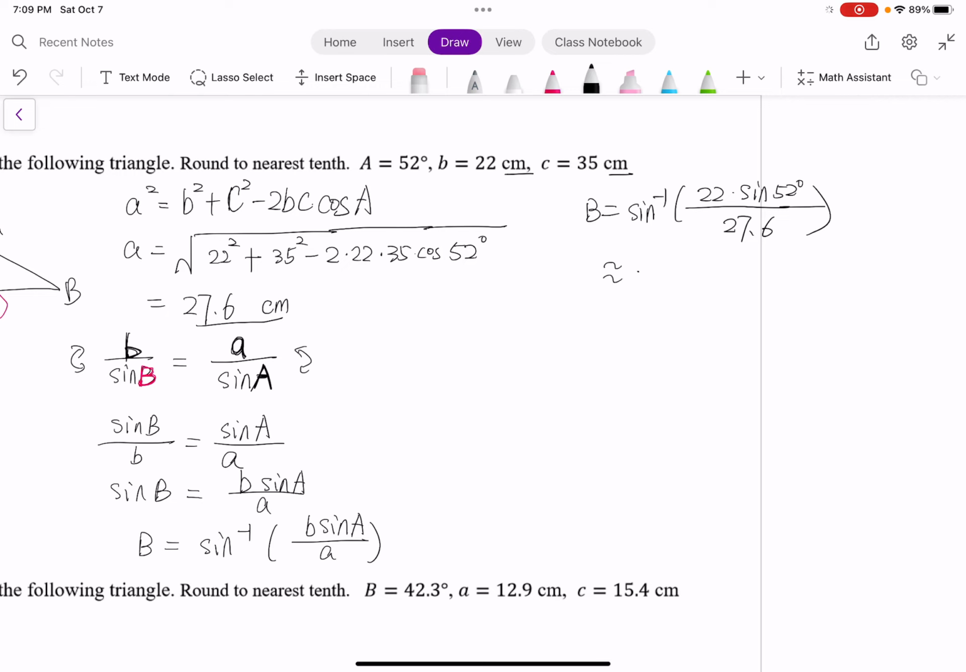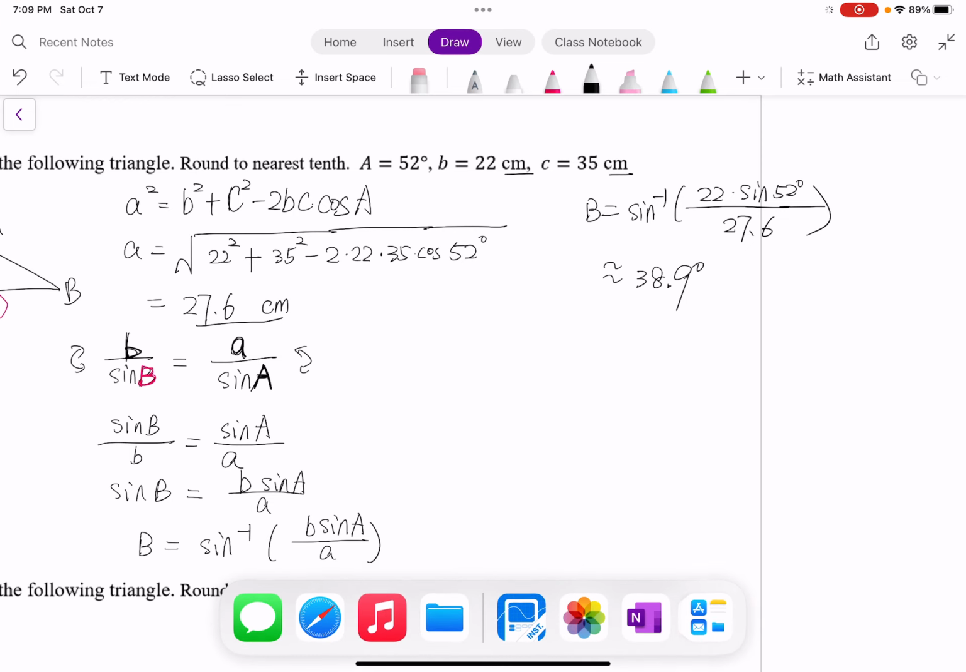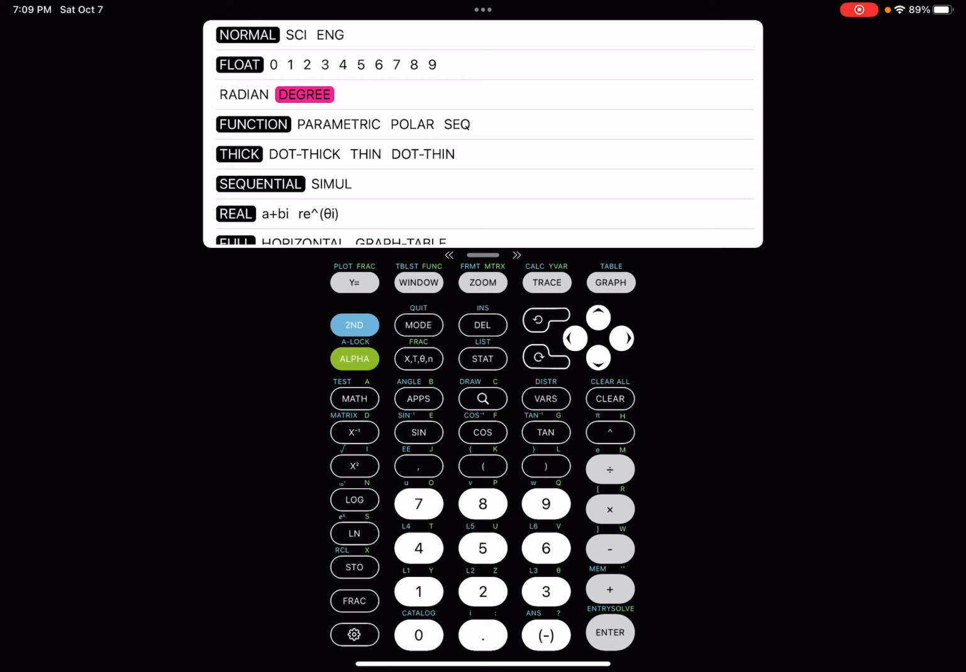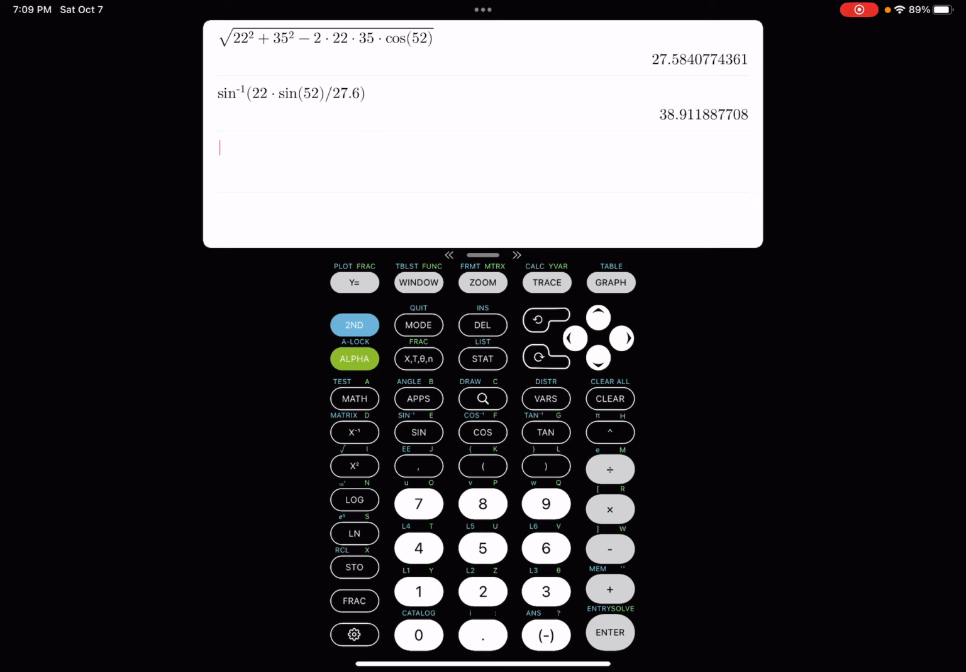So it's 38.9 degrees. If, for example, you input the same data but do not get the same solution as mine, maybe you are in radian mode. So click mode and check whether your mode is radian or degree. This one is degree, because I'm inputting sine 52, and 52 is in degree mode. So make sure you have your degree mode.